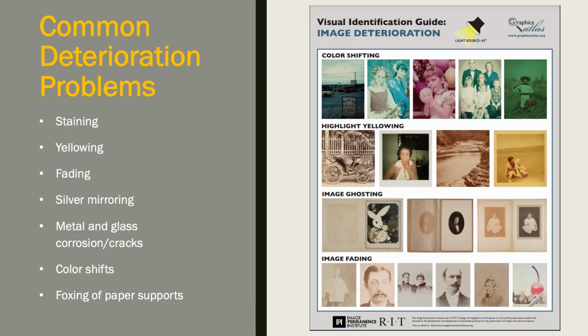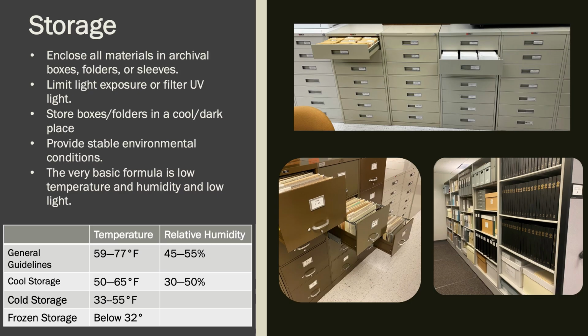Because of the materials used to create photographs, they are prone to deterioration. Some common methods of deterioration you may see, as illustrated on this chart, are staining, yellowing, fading, silver mirroring, metal and glass corrosion or cracks, color shifts, and foxing of paper supports. In order to prevent or slow down these methods of deterioration, it's important to house and store photographic collections properly. For storage, enclose all materials in archival boxes, folders, or sleeves. Limit light exposure or filter UV light.